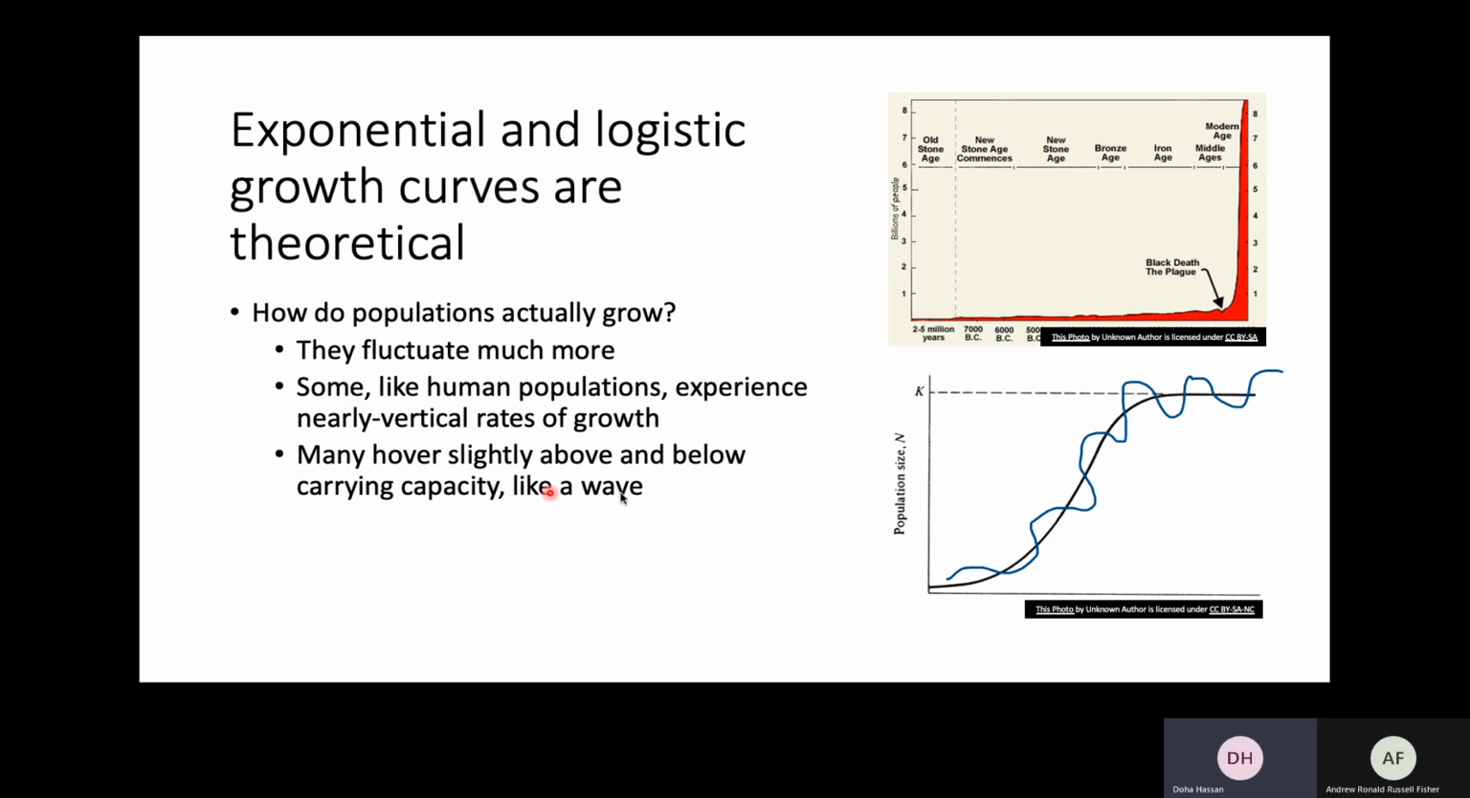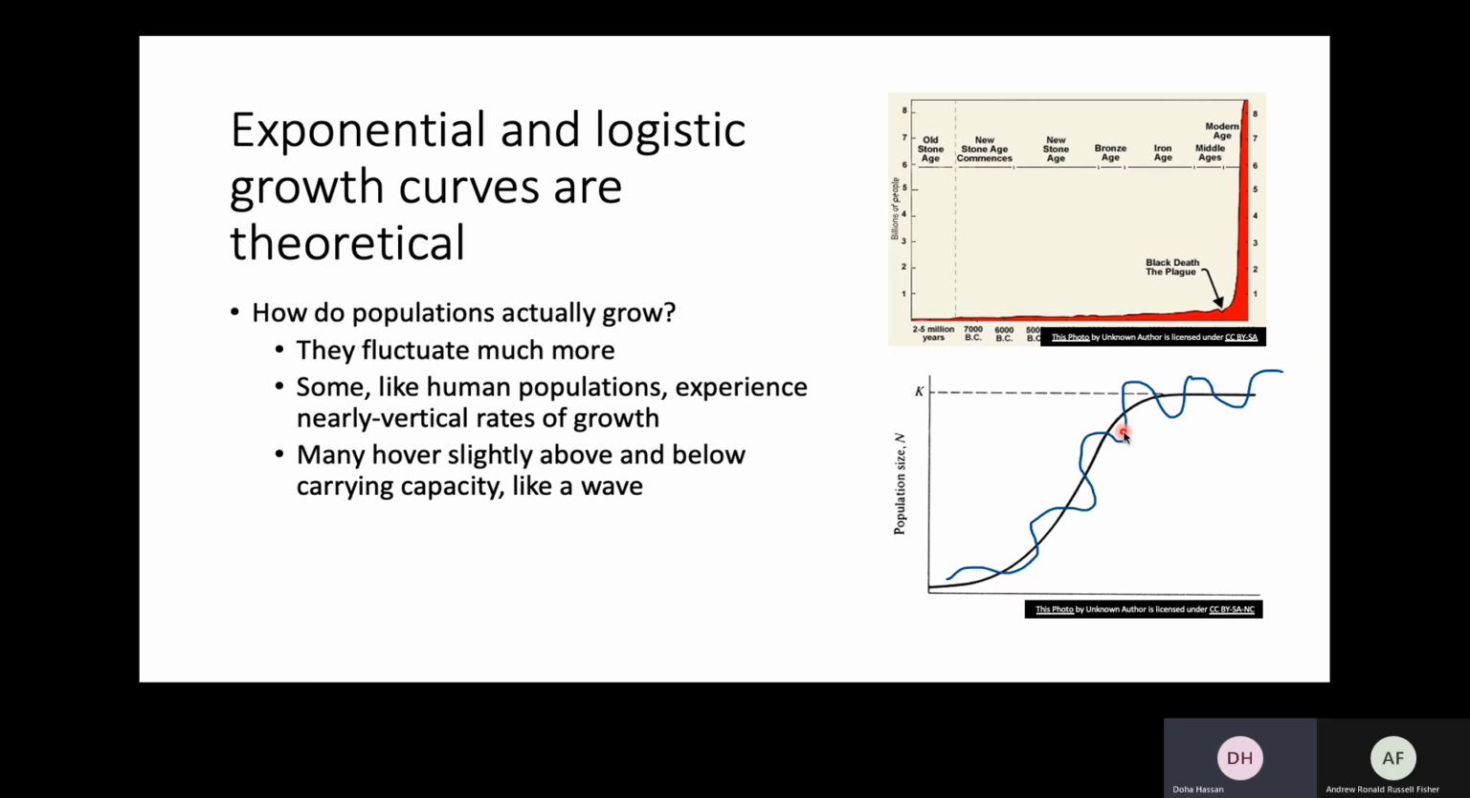A lot of them will hover slightly above and slightly below carrying capacity like a wave. So they'll go a little bit above it, and then obviously everything goes to hell after that, and then they'll go way below it, and then they'll go above it again, and then they'll go way below it. So that's what I was saying before about the oscillations: real life populations, if we were to actually quantify them as they are, would be a lot different than the graphical representations that we have, because of course these populations are unpredictable and they're not perfect. But the graphs that we were talking about are a really good way for us to conceptualize and predict some changes in the population size.